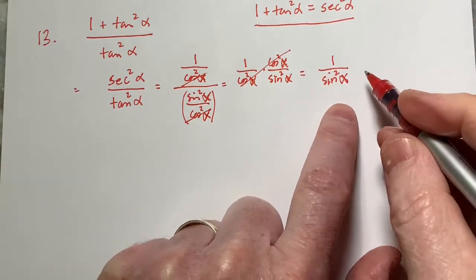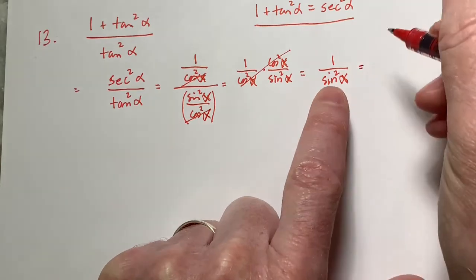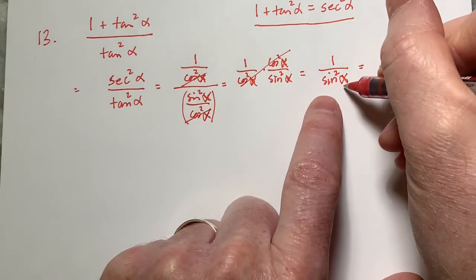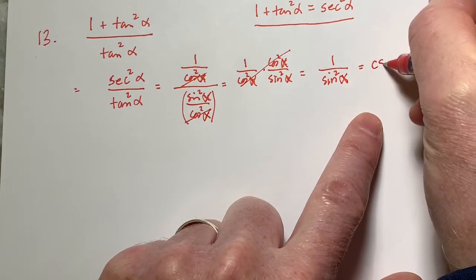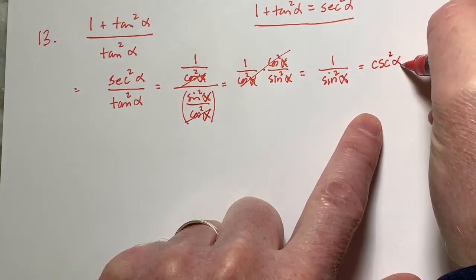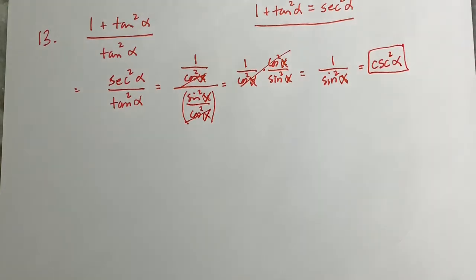Our first rule says try to represent it in the numerator. So what is the sine squared in the denominator? Its reciprocal is cosecant. I'm going to put a cosecant squared alpha in the numerator. Now that's one way to do it. Let me show you another way.